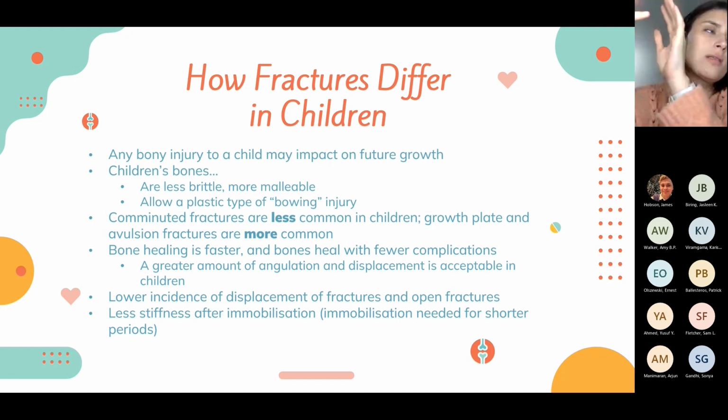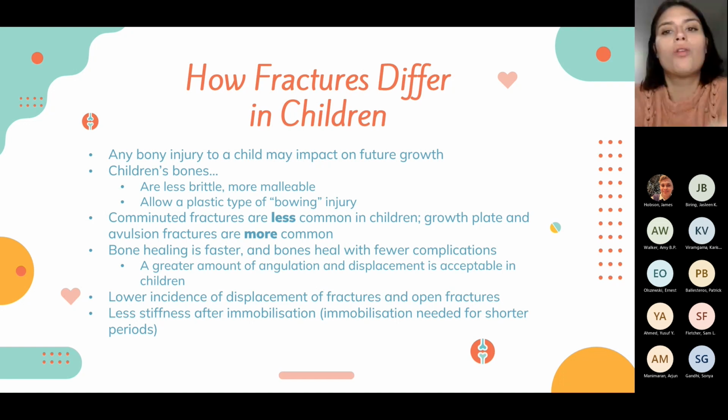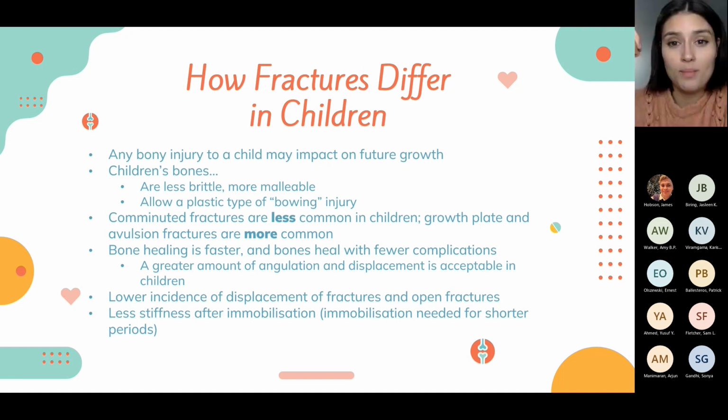because the ligaments are more lax in children, but they're stronger. So you're more likely to see a growth plate or an avulsion fracture where those ligaments attach onto than you are to see a full break of a bone. Luckily for children, bone healing is faster because they're still growing, so they've got all of the nice sites and osteoblasts and osteoclasts and all those good things to rebuild bone nice and quickly. And they tend to heal with fewer complications as well than in adults.